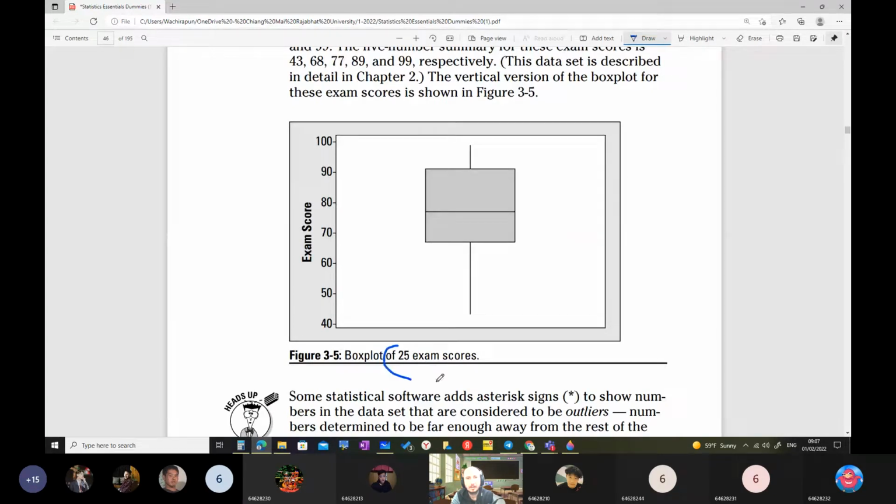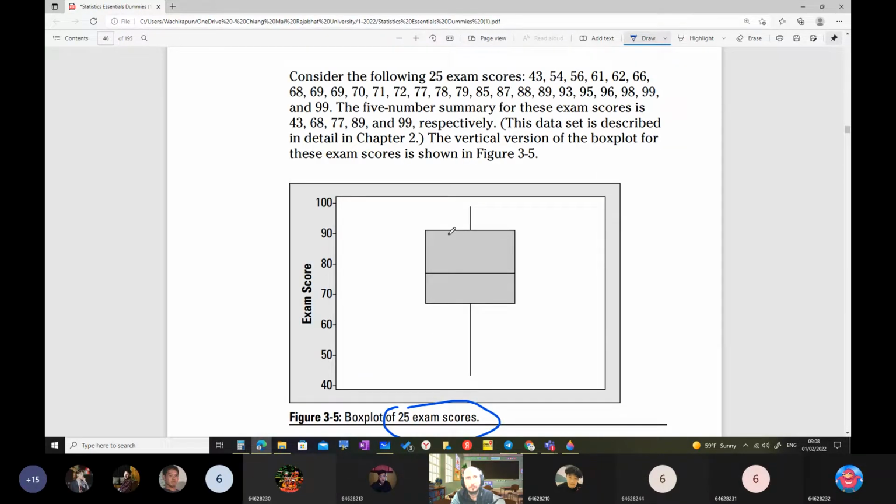So we take exam scores. I have exam scores from 25 students. 43, 54, 56, 61, 62. Different students have different scores, right? Some scores repeat. For example, if we look with our eyes, we can see some numbers repeat.